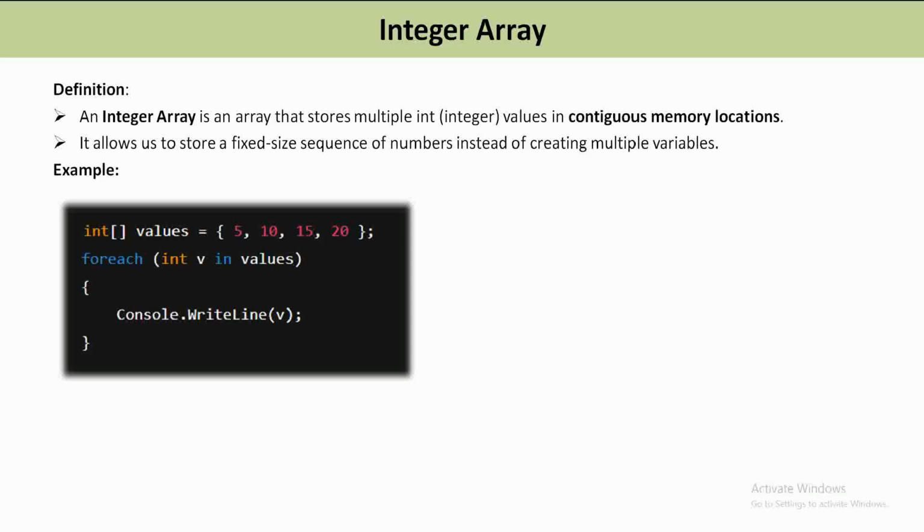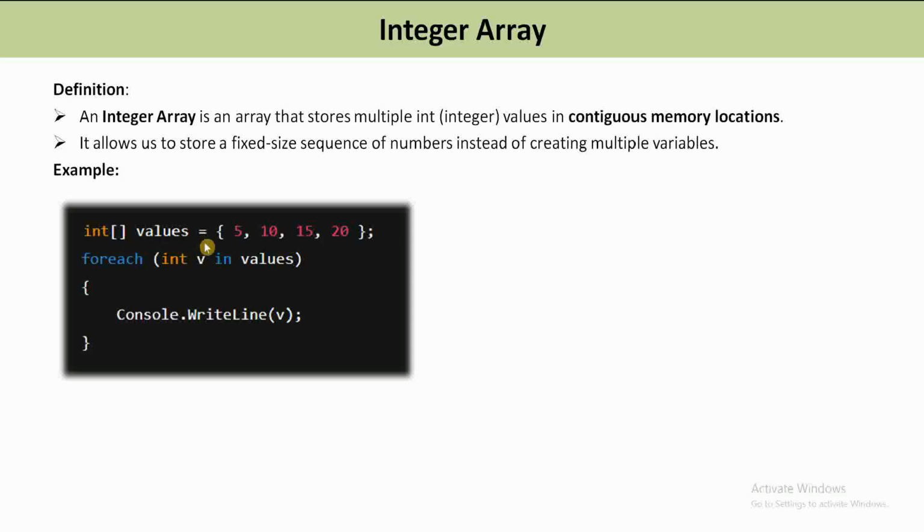If we declare it as string, then we can add string type values. It totally depends on the requirements, and we can add the values in contiguous memory locations, meaning one after another and in a sequence format. It allows us to store a fixed size sequence of numbers instead of creating multiple variables. We can set the size for that particular array. If we do not want to create multiple variables, then we can go with an integer array, where we can add as many values as we want into an array.